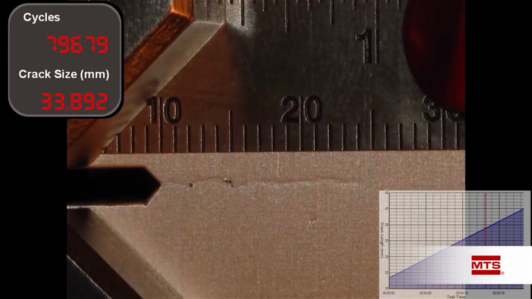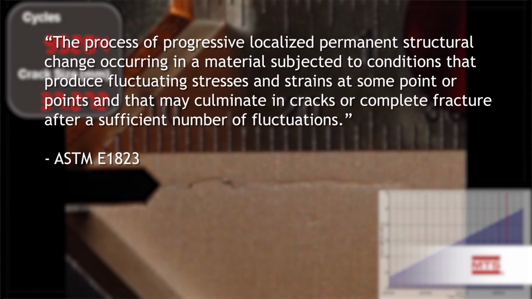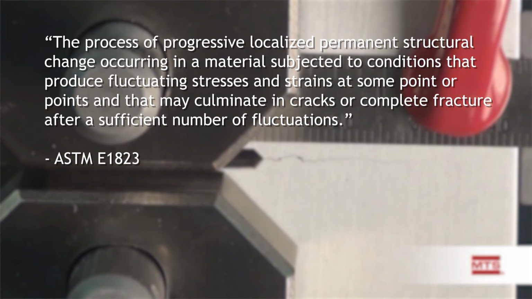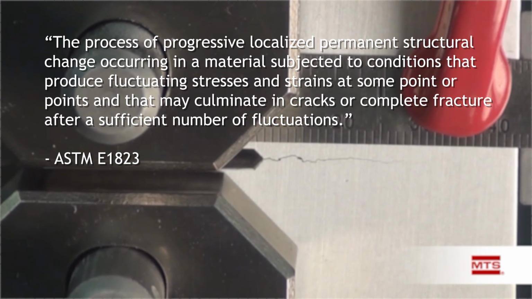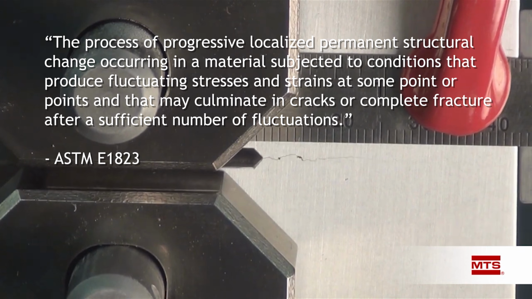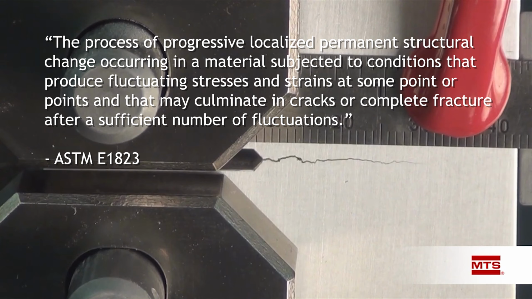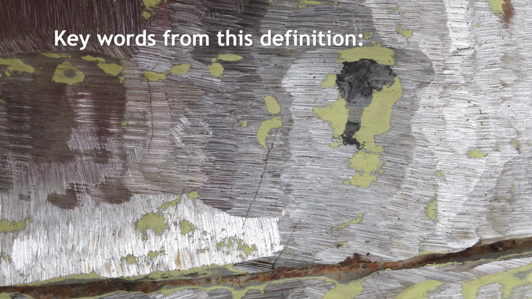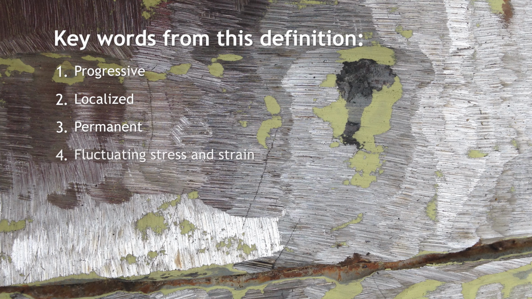ASTM E1823 defines fatigue as the process of progressive, localized, permanent structural change occurring in a material subjected to conditions that produce fluctuating stresses and strains at some point or points, and that may culminate in cracks or complete fracture after a sufficient number of fluctuations. Pulling key words from this definition, we see 1. Progressive, 2. Localized, 3. Permanent, 4. Fluctuating stress and strain, 5. Cracks, and 6. Fracture.